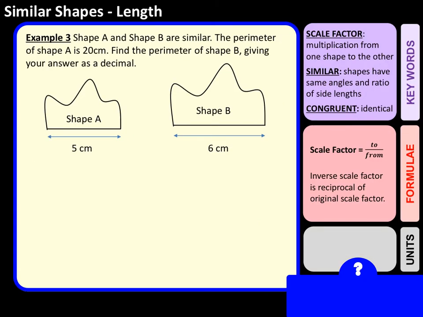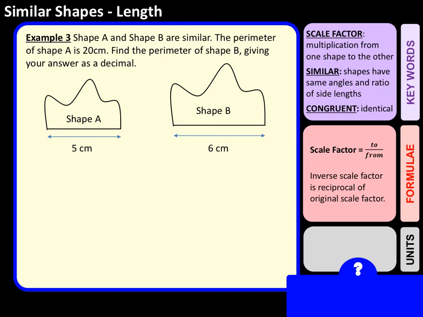Okay, so in this final example, I just wanted to show to you it really doesn't need to just be triangles. It can be any shape that can be similar. So here we've got a straight side at the bottom, but a really wavy part for the rest of the shape. So reading through, shape A and shape B are similar, so there's our keyword telling us that we can use this technique. We're told the perimeter of shape A is 20, and we've got to find the perimeter of shape B.